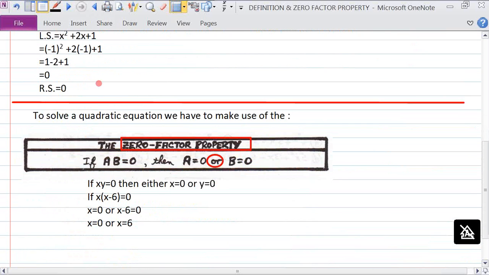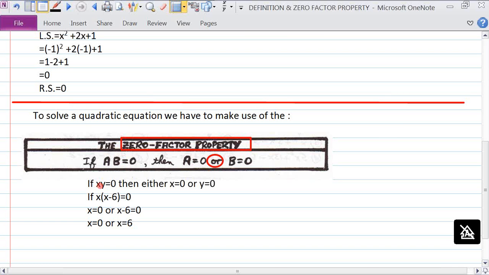Now, to solve a quadratic equation, we have to make use of the zero factor property. What does the zero factor property mean? That if we have the product of a and b equals 0, the product of two numbers or two terms is 0, then either a is 0 or b equals 0.